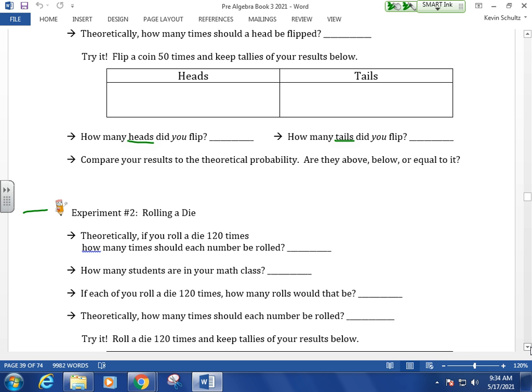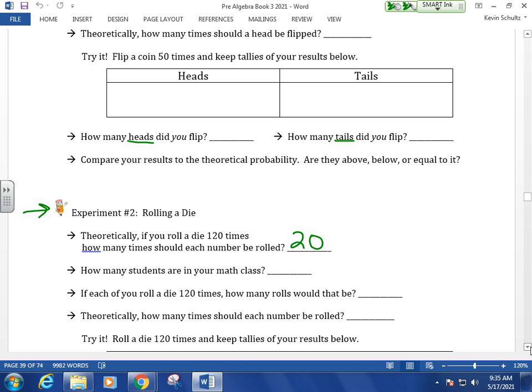Experiment number 2, and this one I doubt you'll finish in class today, so this will be your homework. Whatever you don't finish, do it at home. But theoretically, if you roll a die 120 times, how many times should each number come up in theory? 6-sided die. Rolled 120 times. How many times should each number theoretically come up? Yeah. 20 times, right? 120 divided by 6 numbers equals 20.